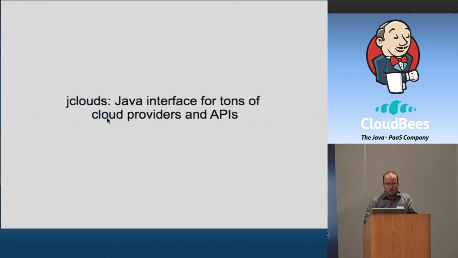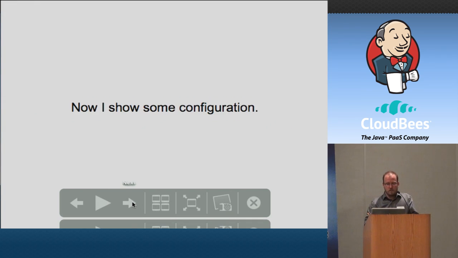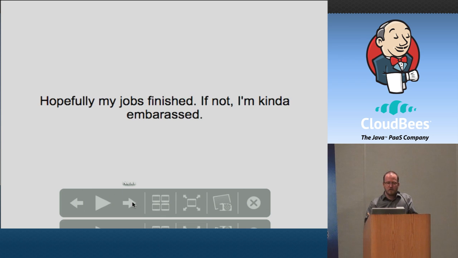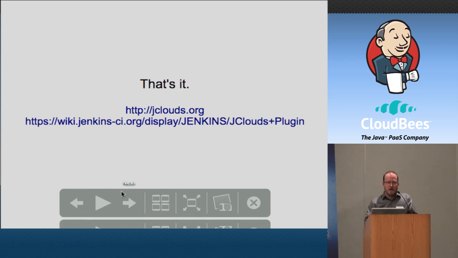Let's see here. Yeah, I showed the configuration. The jobs have mostly finished. I'm good with that. Provisioning can be slow sometimes, especially on our internal CloudStack setup, because it's, well, not Rackspace or EC2. And that's basically it.